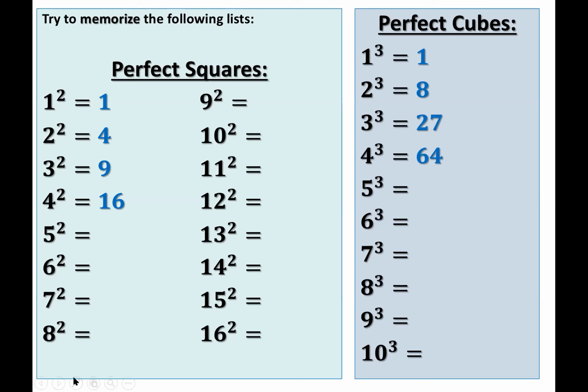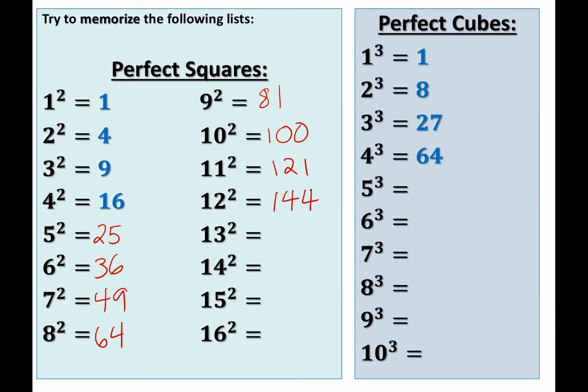1 squared is 1. 2 squared is 4. 3 squared is 9. 4 squared is 16. 5 squared, remember, squaring means you're multiplying it by itself. 5 times 5, that's 25. 6 squared is 36. 7 squared, 49. Then 64. Moving on to the next column, 9 squared is 81. 10 squared is 100. 11 squared, 121. 12 squared, 144. This might be around where you're not really sure.